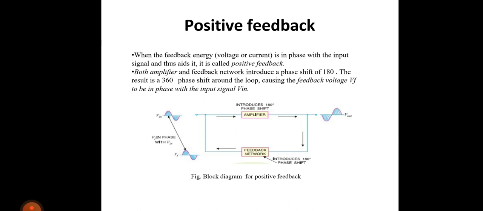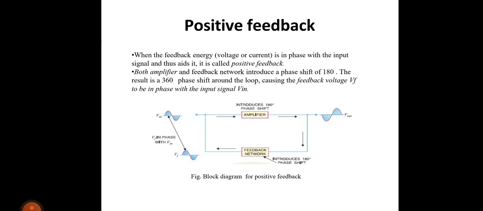So what do you mean by positive feedback? Just now I have explained to you. If you look at this diagram, it consists of an amplifier introducing 180 degrees phase shift, and a feedback network that introduces 180 degrees phase shift. So the total phase shift of the loop will be equal to 360 degrees.